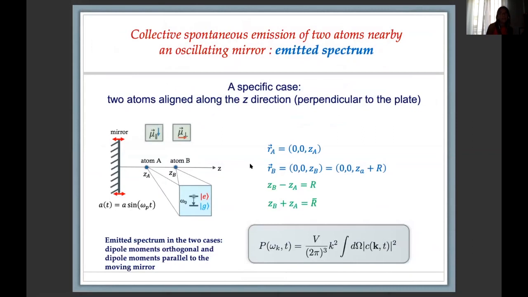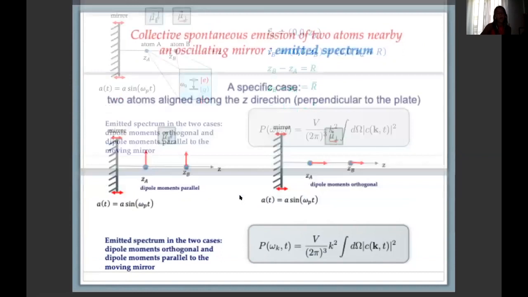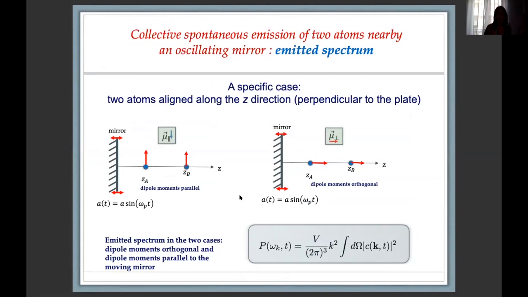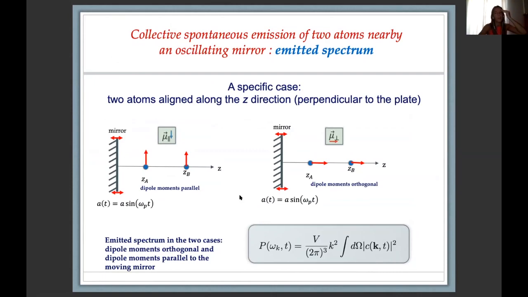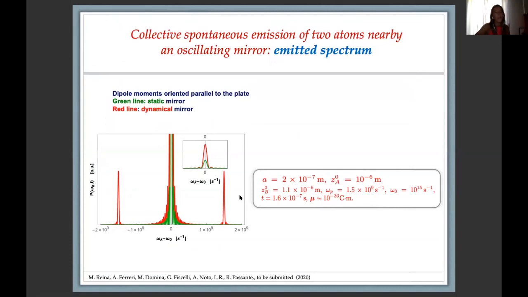In order to discuss this result better, we consider the specific case of the two atoms aligned along the Z direction, that is perpendicular to the plate, as shown in this figure. In this case, the position of the two atoms is given by this expression, and we consider again, as in the case of a single atom, two specific cases: atoms with dipole moment parallel to the mirror and atoms with dipole moment orthogonal to the mirror. And we evaluate the emitted spectrum in these two cases.